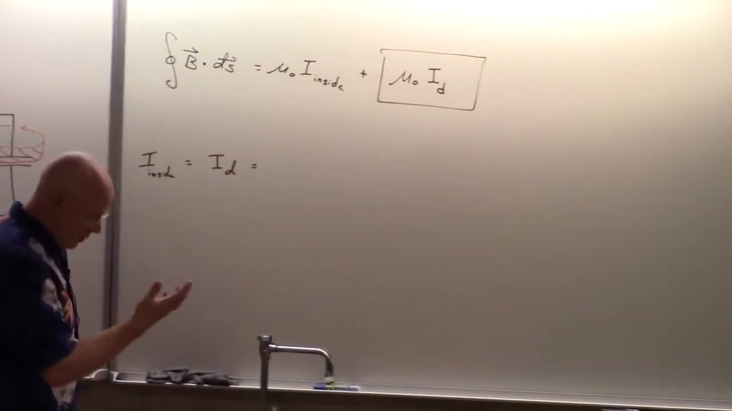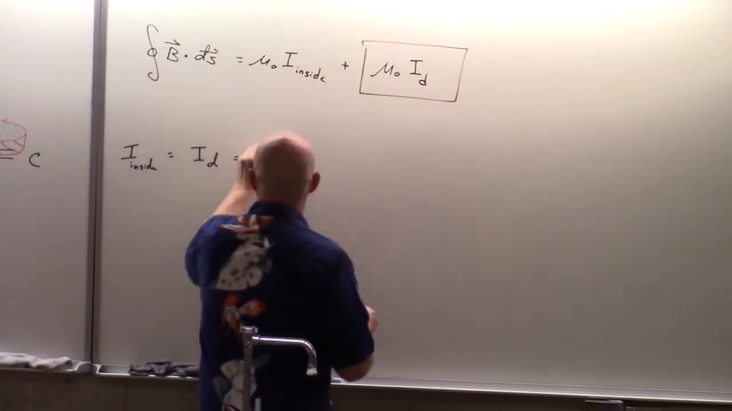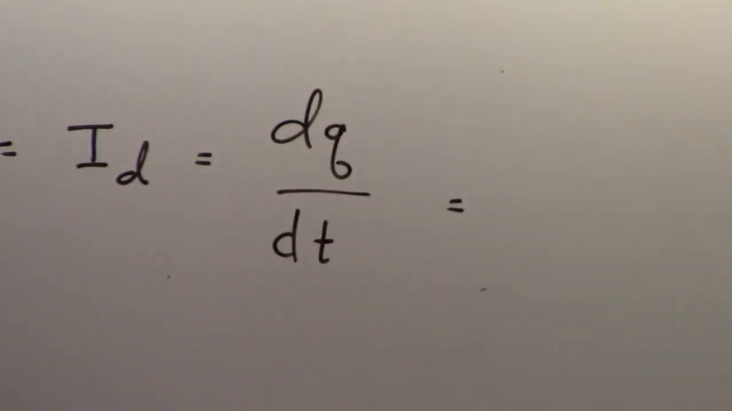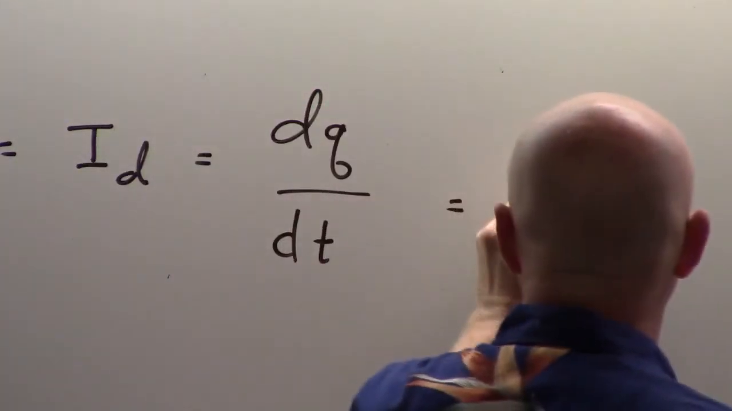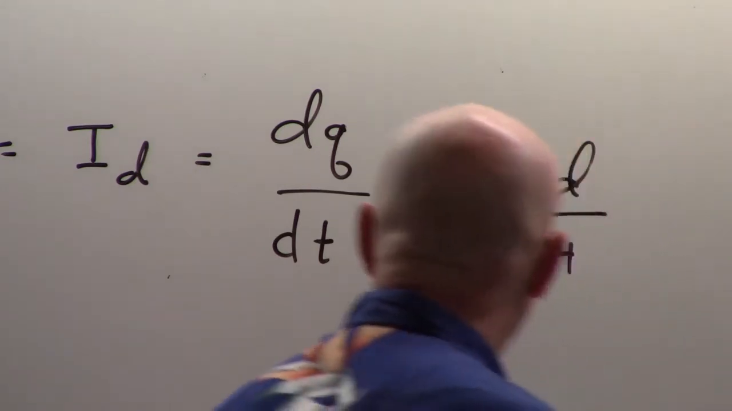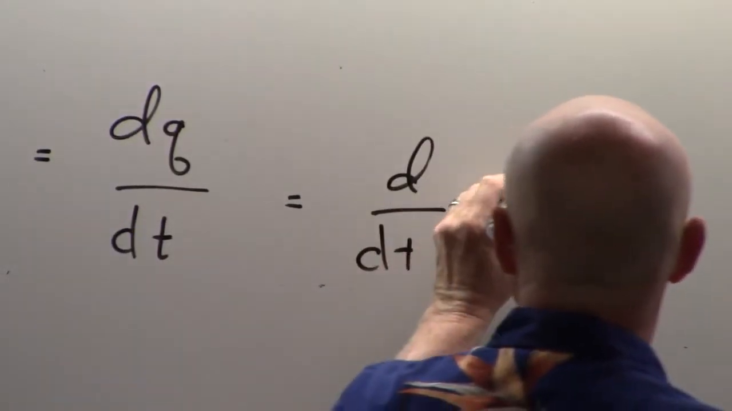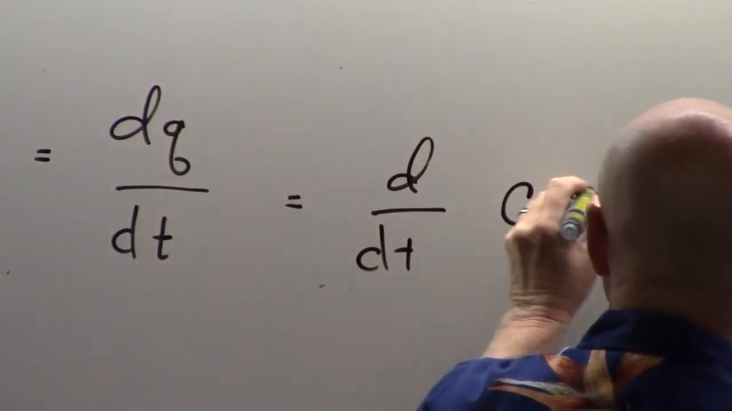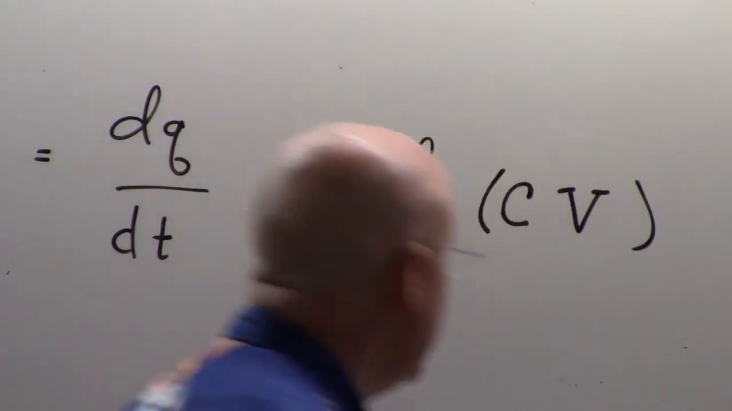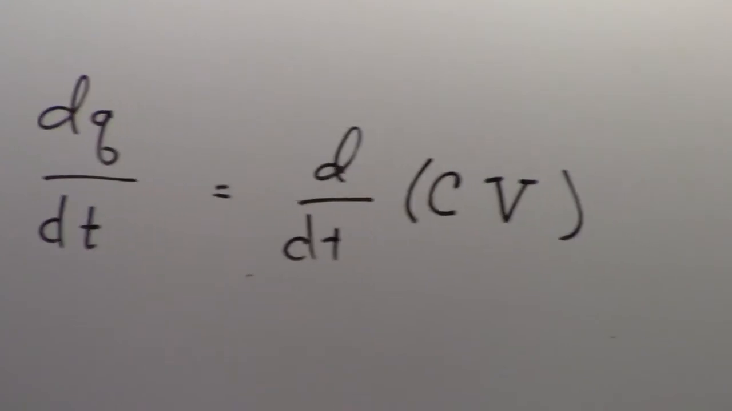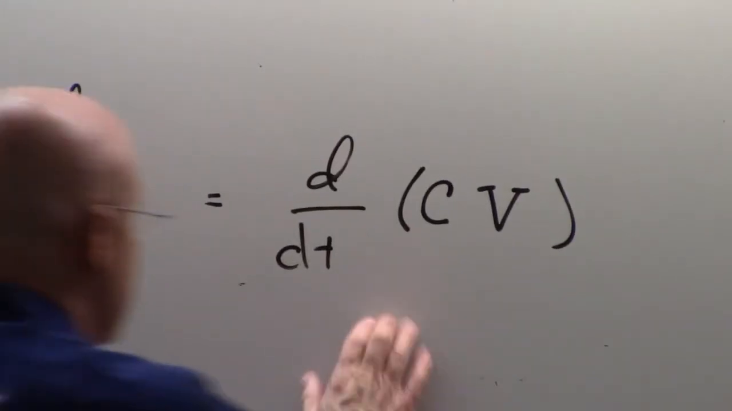Now, as you are probably well aware, conventional current is dq/dt. If you then use the idea of a capacitor, and in place of the charge building up on the capacitor, you write it as the capacitance times the voltage. So going back to our capacitors, I guess that's chapter 26, you would have this equation.